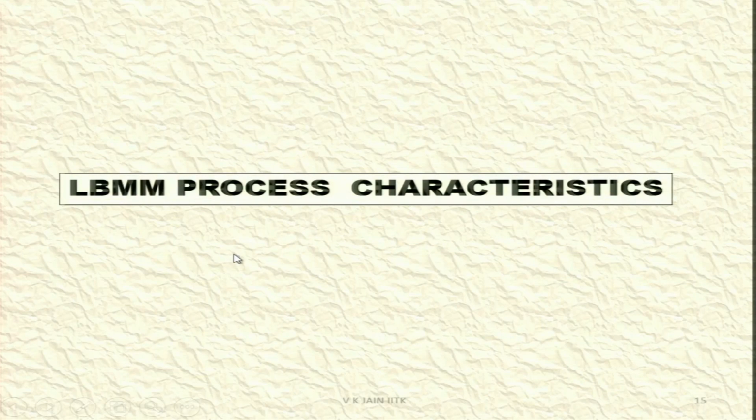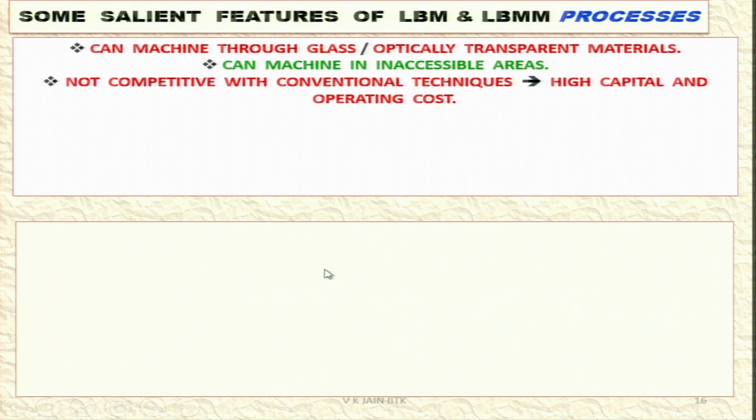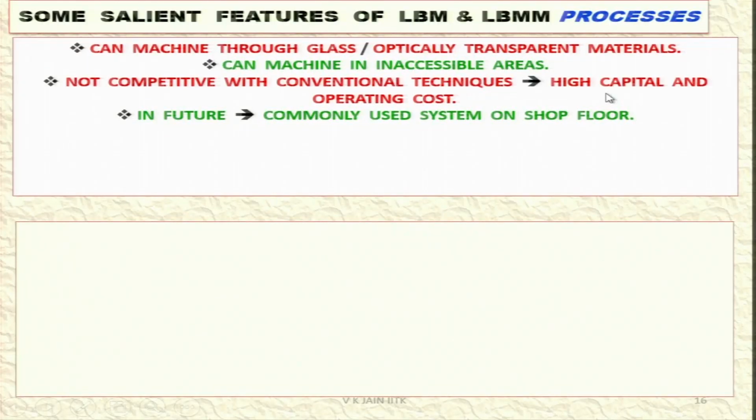Now let us see laser beam micromachining process characteristics, some more details, some salient features of the LBM and LBMM process. It can machine tough glass, optically transparent material, we have seen it earlier also. It can machine in inaccessible areas, because there is nothing like a hard or physical tool, it is rather a beam which should reach through inaccessible areas to the location where machining is to be done. So it is very easy to machine in inaccessible areas. It is not competitive with conventional techniques, because there is a high capital cost and high operating cost of laser beam micromachining.